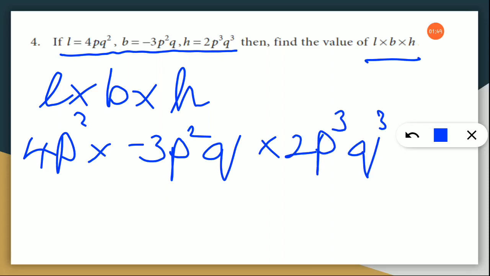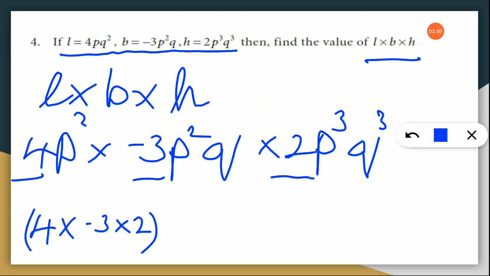Okay? Then how to multiply? First all the numbers should be multiplied separately. So the answer will be 4 into minus 3 into 2. Okay? And then you have to look for the variables next. Here L value is pq square. Now here is a term p and here also we have a variable p and the third term also has p as one variable.